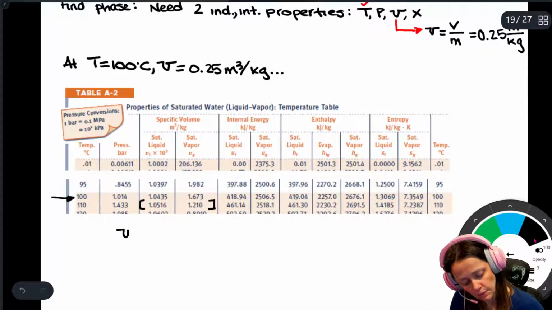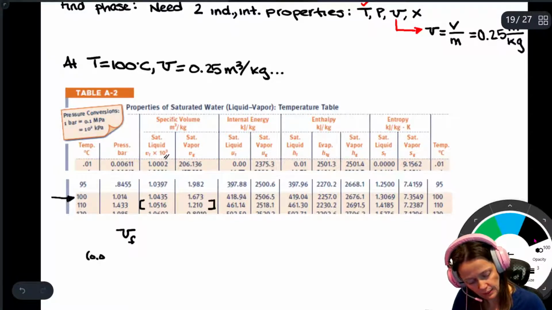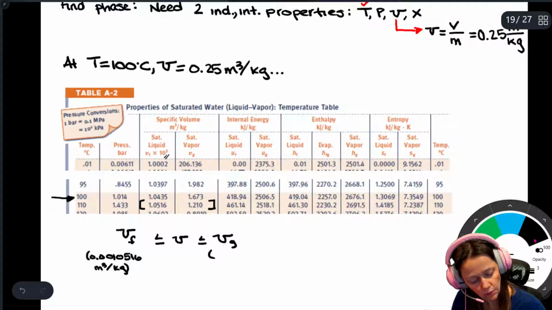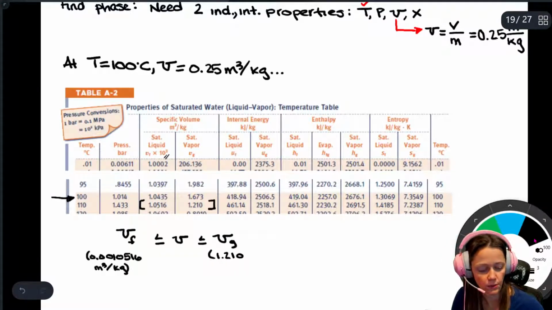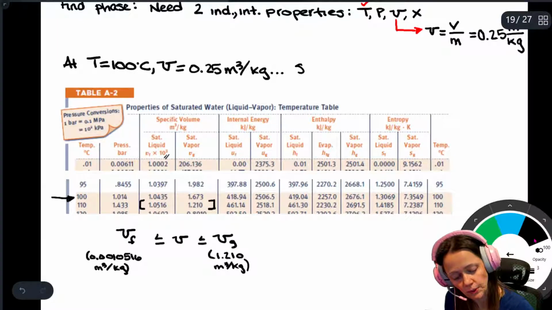Right? So I am between the V sub F, which was, remember it's already been multiplied by 1,000, 0.00105516 meters cubed per kilogram. It's between that and our V sub G, which was 1.210 meters cubed per kilogram. Okay, so it's saturated.